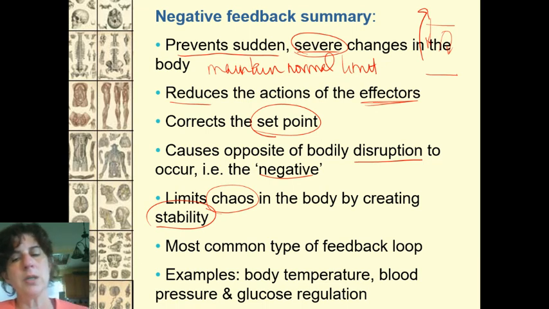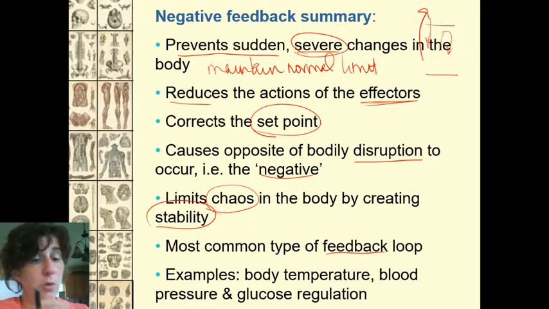And again, I mentioned this earlier, it is our most common feedback because most of the time we don't want major changes in our body, because if we have major changes in our body, then we're going to have disruptions we have to correct. And that becomes too much work on the body to do that. And sometimes it doesn't cope with it very well. So body temperature, blood pressure, again, if your blood pressure drops, your heartbeat's going to go up.